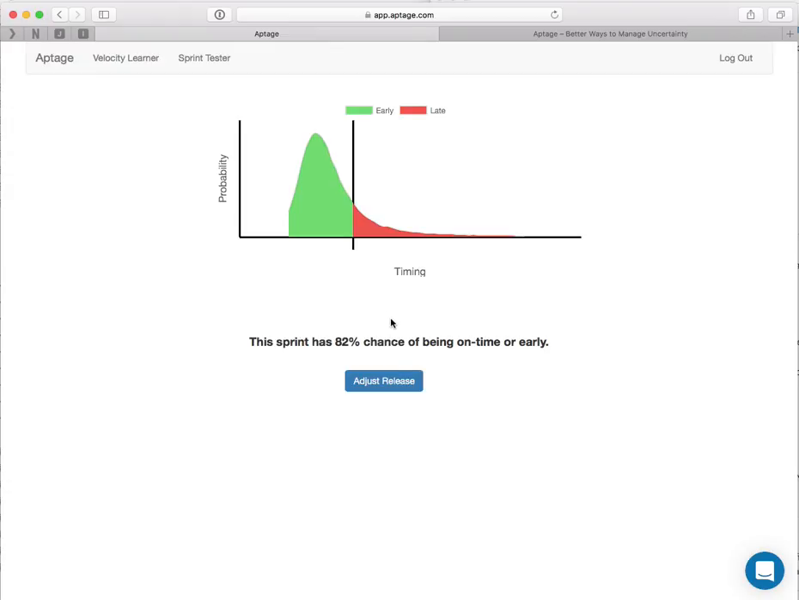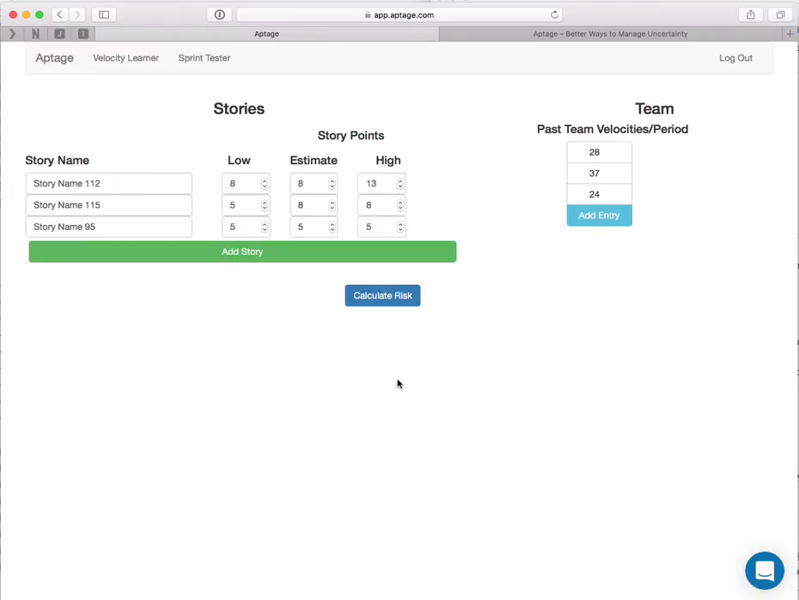So you go ahead and you say, this is the plan I'm going to commit to. These 3 stories, and that's the plan for this sprint.